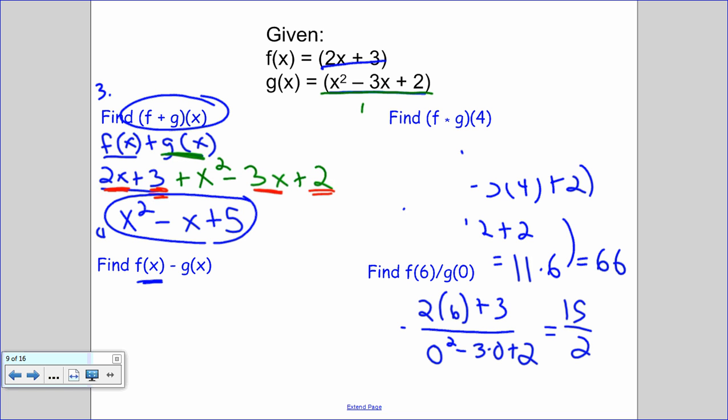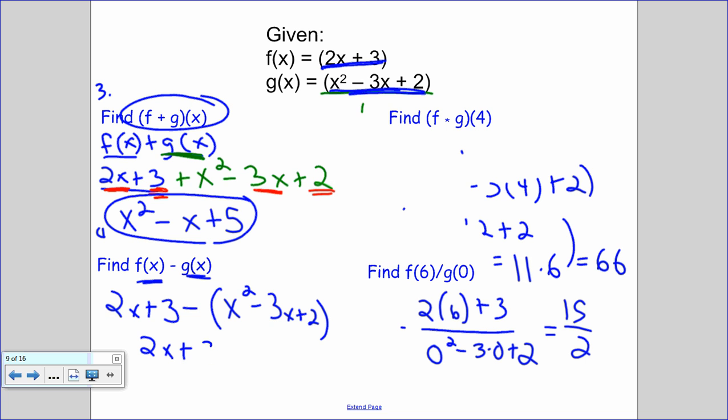So I'm thinking of the rule for f, which is, again, 2x plus 3. And I'm going to subtract away the rule for g. So if I look for that, that's going to be x squared minus 3x plus 2. Now we need to distribute the negative sign and combine like terms. I see a negative x squared plus 5x plus 1. And identifying those like terms, I had 5 x's, and then 3 minus 2 is the 1.